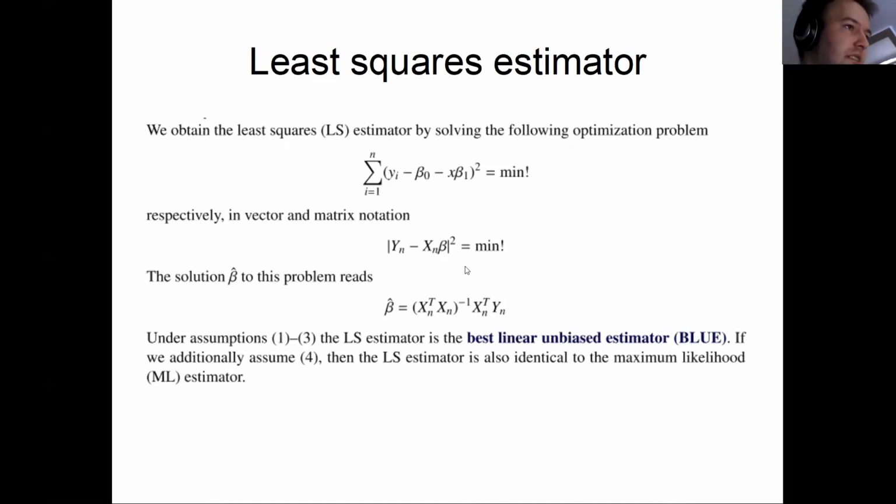Of course, in matrix notation, this optimization problem looks like this. And if assumptions 1 to 3 that I mentioned before hold, then we call this the best linear unbiased estimator, which has a nice abbreviation, BLUE. And if we additionally assume 4, then the least squares estimator is also identical to the maximum likelihood estimator.